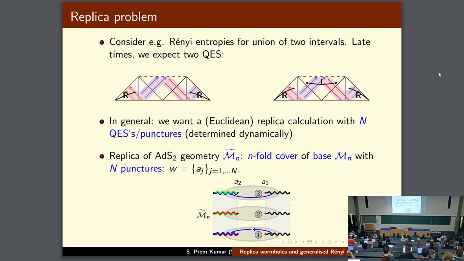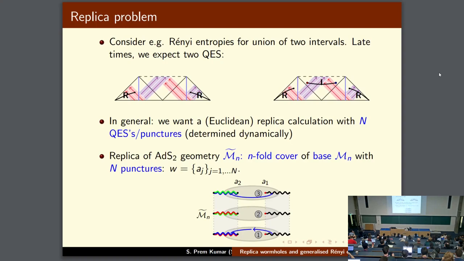Okay, now suppose we wanted to compute Renyi entropies in this setup, and we imagined that we were gathering radiation. We were thinking of an interval which is the union of two disjoint intervals, one on either side of this two-sided setup. What we expect is that initially, because in the two-sided black hole the two sides are entangled, as you collect the radiation, entropy will grow because of the entanglement between these two. Eventually, this entropy should saturate, and the way it saturates is through the appearance of two quantum extremal surfaces in the gravitating region inside AdS2.